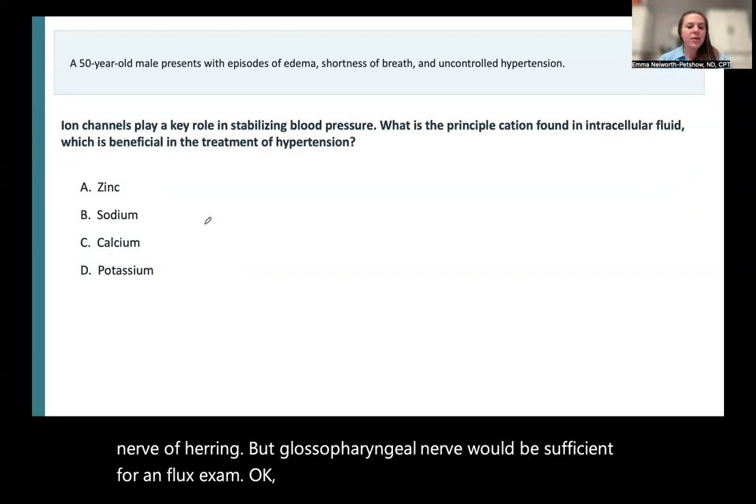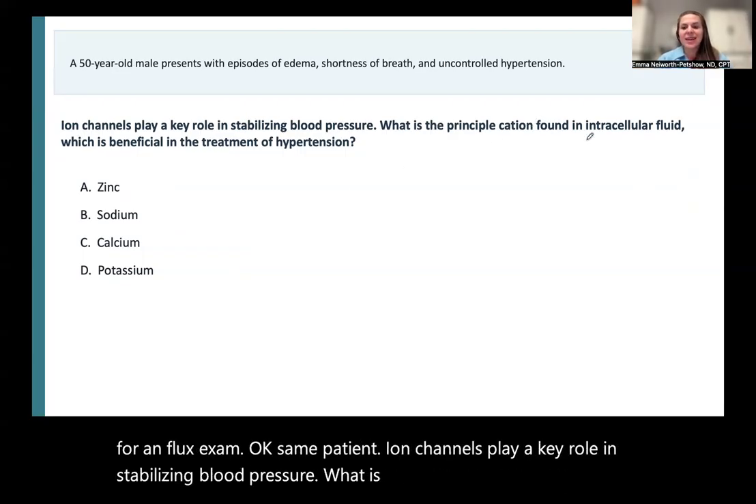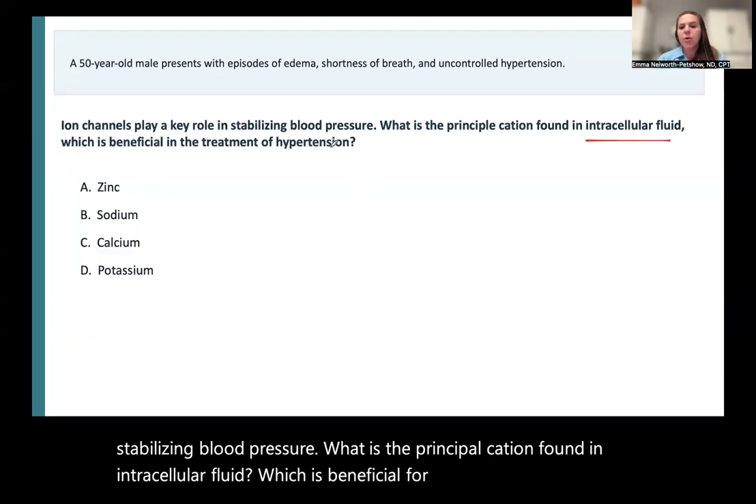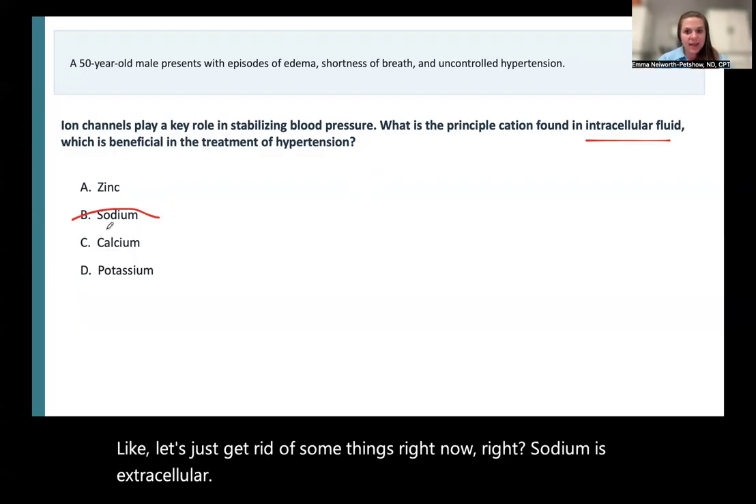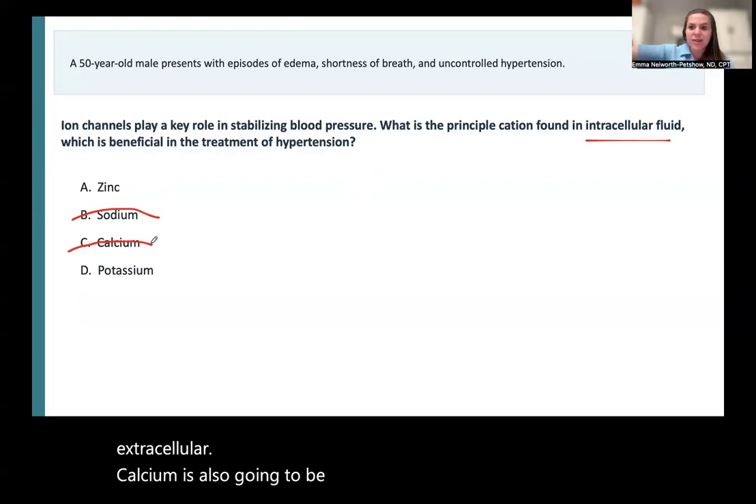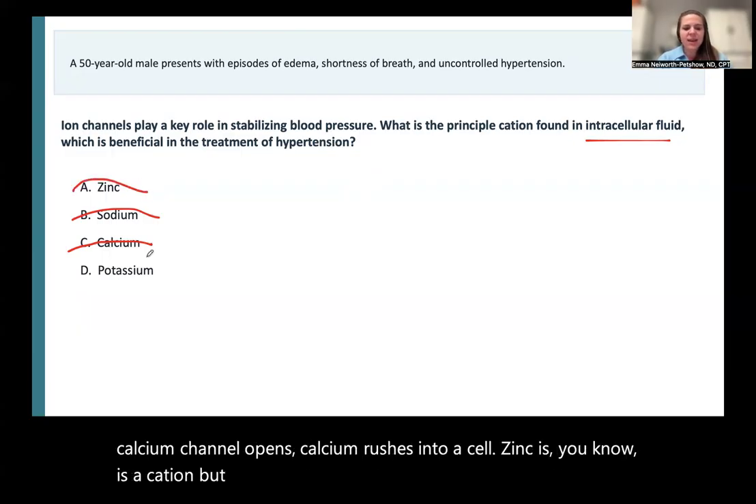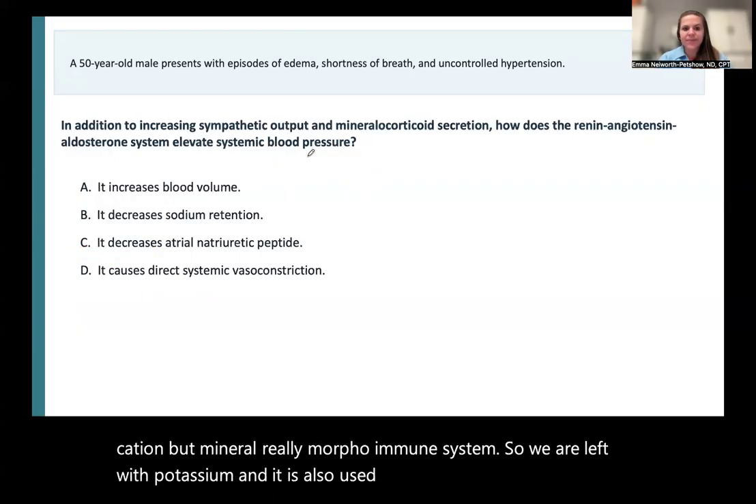Okay, same patient. Ion channels play a key role in stabilizing blood pressure. What is the principal cation found in intracellular fluid, which is beneficial for the treatment of hypertension? Well, let's just get rid of some things right now. Sodium is extracellular. Calcium is also going to be extracellular. That's why if a calcium channel opens, calcium rushes into a cell. Zinc is a cation, but a mineral, really more for the immune system. So we are left with potassium, and it is also used to treat hypertension.